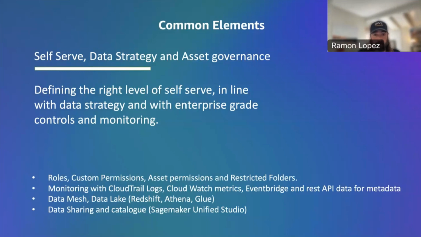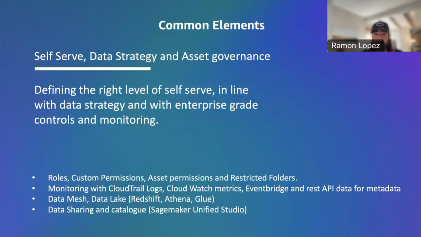You have asset level permissions as well as restricted folders. They're going to allow you to be really granular with authorization of assets and collaboration between users with these assets. These are all knobs that you can configure to align which level of self-serve with your data strategy and with your asset governance approach.